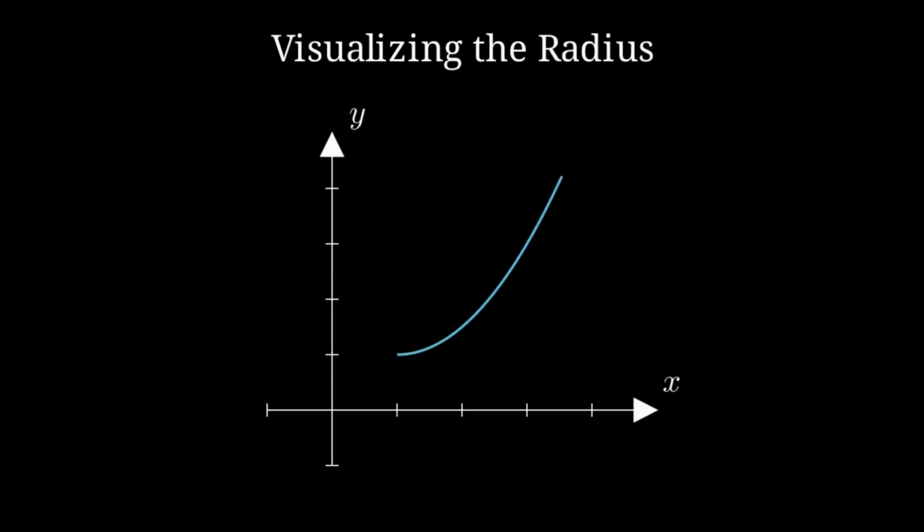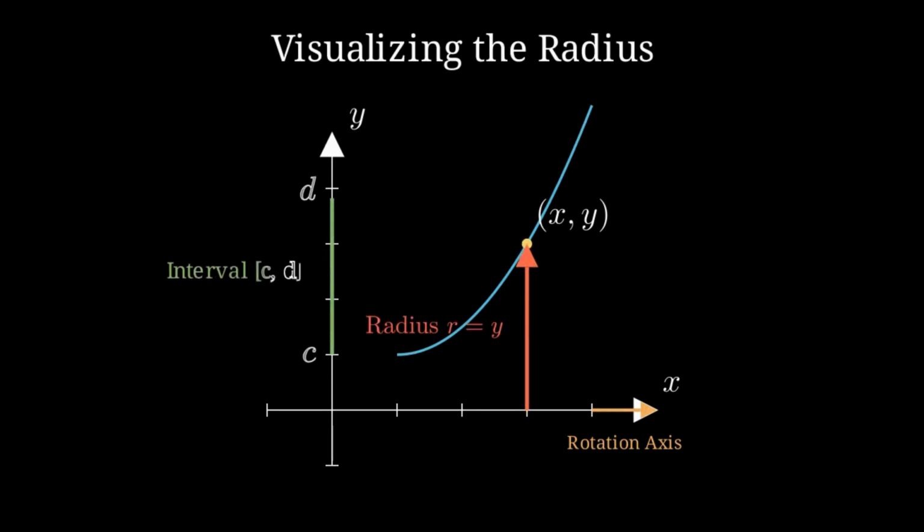Visualize the radius as a tether. As we move from the bottom of our region at y equals c to the top at y equals d, the radius of our shells increases. At any given point, that radius is just the y-coordinate. If the axis of rotation shifts away from the x-axis, this radius term will be adjusted accordingly.